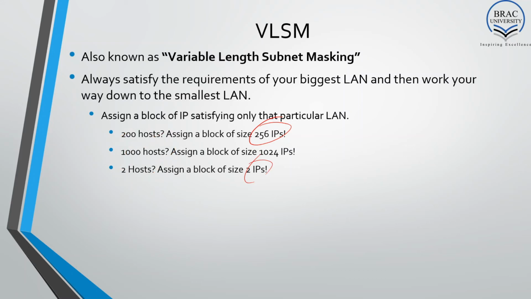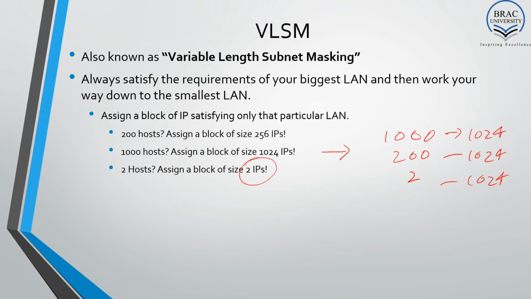All right, so this has no binding like the fixed length subnet masking. In FLSM, in the same configuration, because it's fixed length, I would have applied 1024 to this, 1024 to this, and 1024 to this as well. So see the amount of loss. But in variable length subnet masking, if I need 2, I can have 2, instead of this. Instead of this, I have 256. So we save a lot of IP addresses.